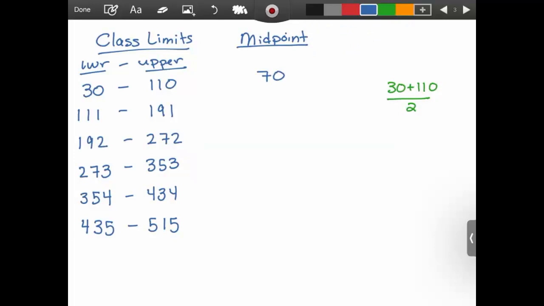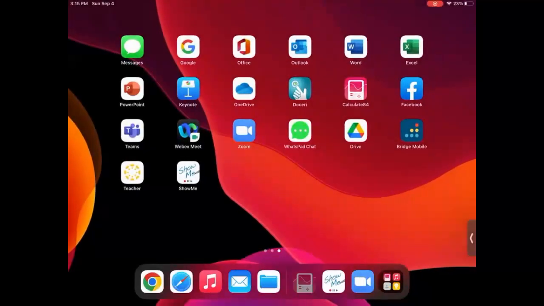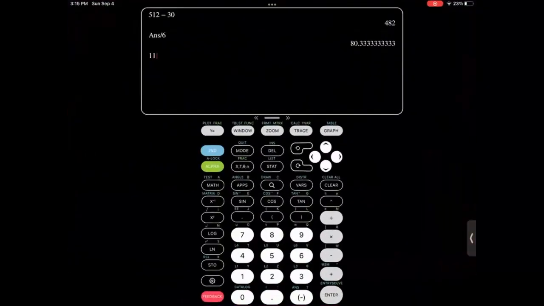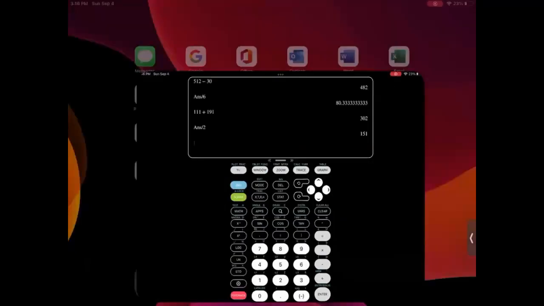Okay. And then similarly, if we did 111 plus 191 divided by 2, let's take out a calculator. 111 plus 191 divided by 2, and it gives me 151.